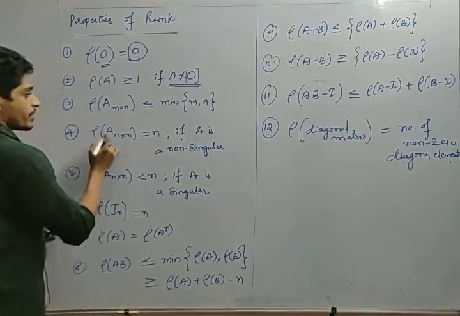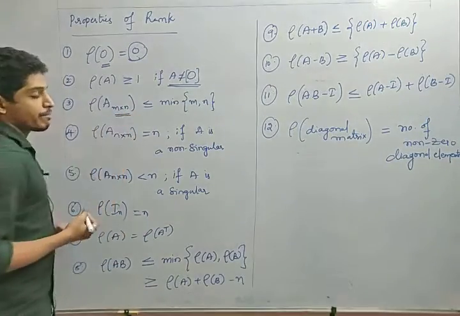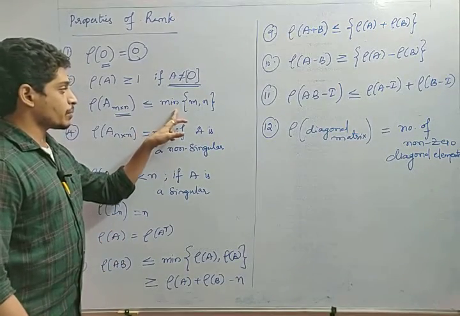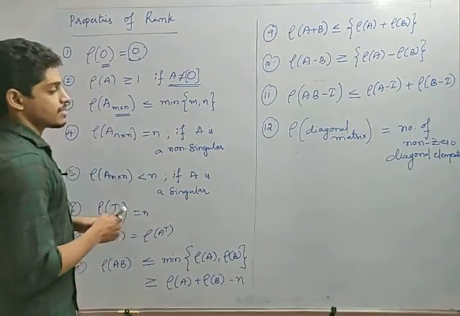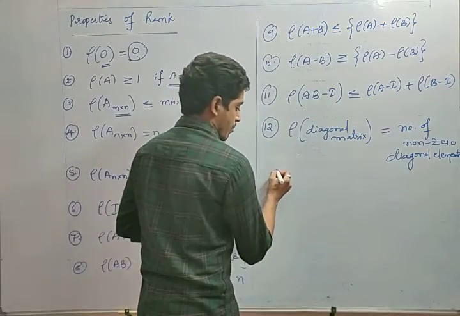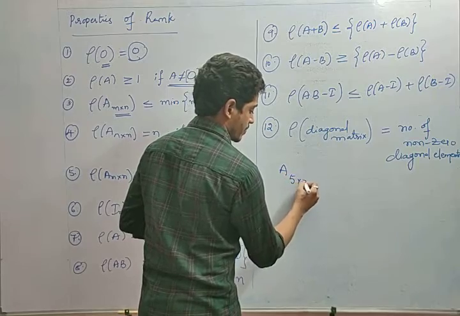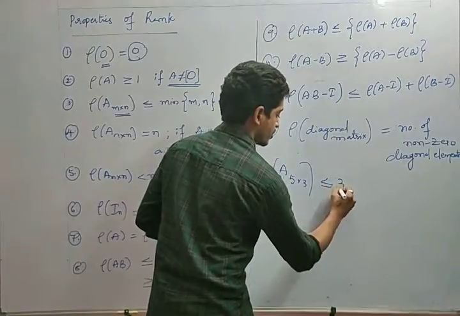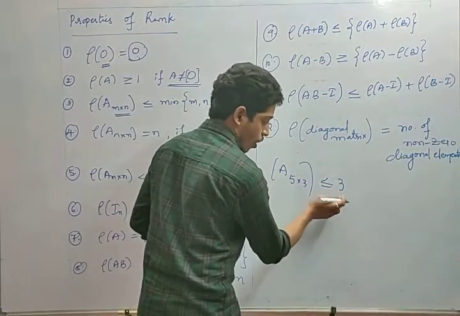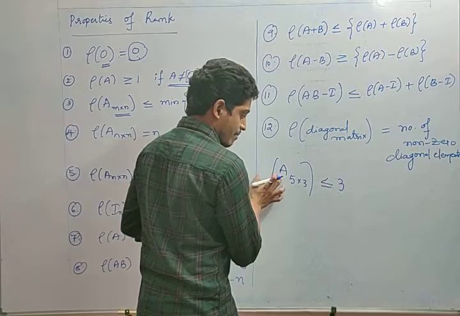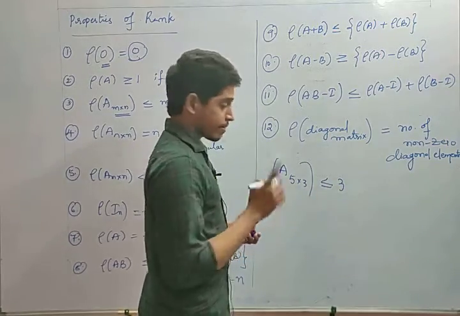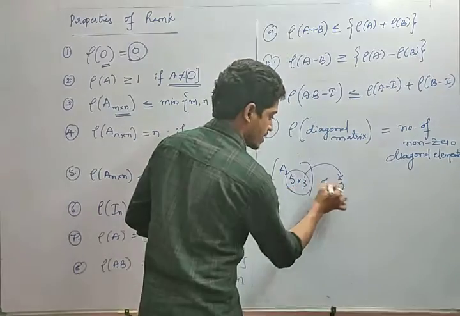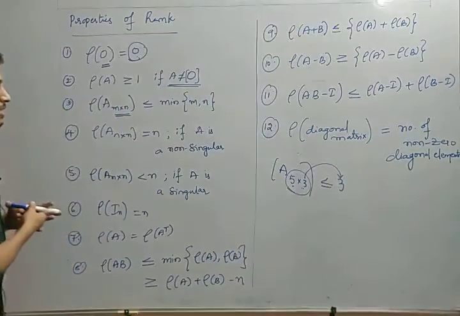Next one: the rank of a matrix of order m by n, that is a rectangular matrix, is less than or equal to the minimum of m comma n. Remember, for example, I have a matrix of order 5 by 3. The rank of this matrix is definitely less than or equal to 3. The rank will be 3 or 2 or 1. If it is a null matrix, it is 0, no need to find out. But for this matrix, the minimum number is 3, so less than or equal to 3. Remember it in this way.